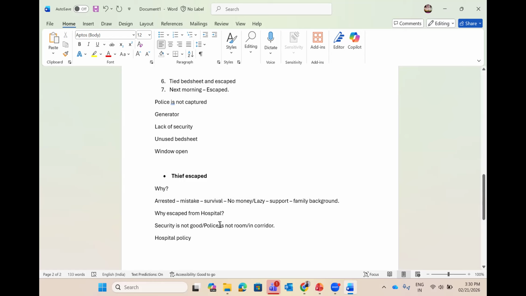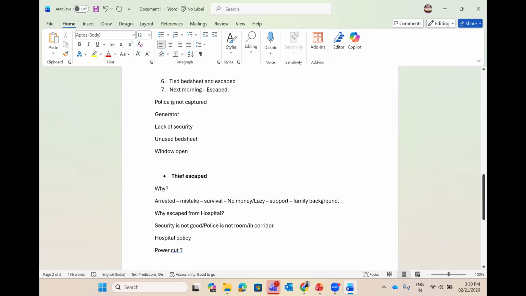See, the policeman, how did he not notice it? If a person is moving out, the policeman should notice, right? If he didn't notice, what is the reason for that? Why didn't he notice it? Because there is a power cut, right? Okay, there is a power cut. Next question: why is there a power cut?